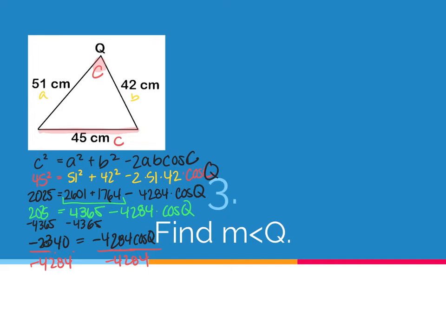Notice our negatives go away, and you get 0.5462 and so on equals cosine of Q. Make sure you keep this number in your calculator so we can have the most exact number. To get Q all by itself, we have to multiply both sides by the inverse of cosine.